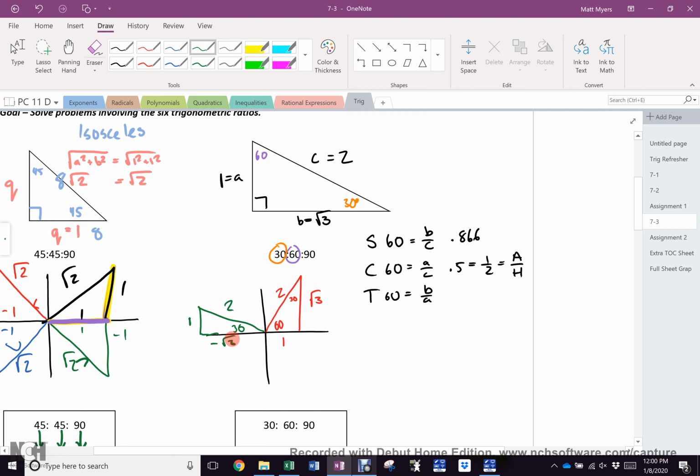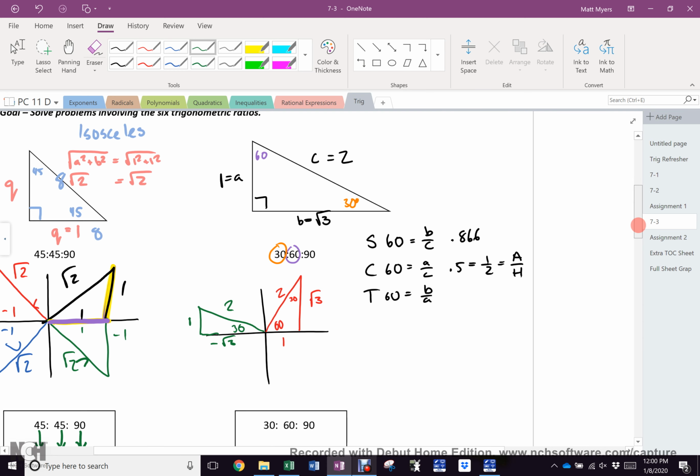Now, 30, 60, 90 triangles are used all the time. As a matter of fact, if you look up, you will see a 30, 60, 90 triangle in this room, except it's been cut off at that end. Because that is a 30, 60, 90. Because they use it in architecture all the time. Everybody cool?